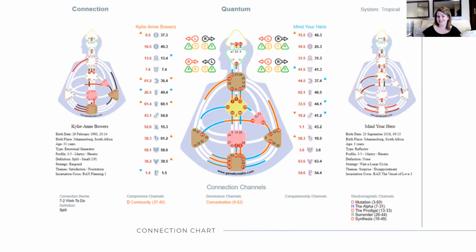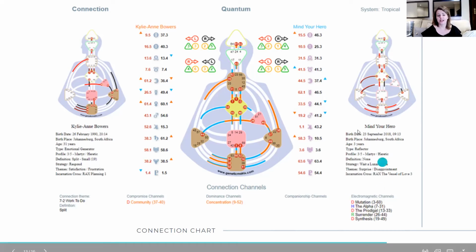Mind Your Hero is actually a reflector, which is really interesting. And I think it's very true to the company that we formed. And when I look at my chart, the biggest theme in my chart is community and to create a community. And that's what I'm really trying to do here with the manifestation community and through our programs and all of those amazing things. We've got community. That's what we're here for.